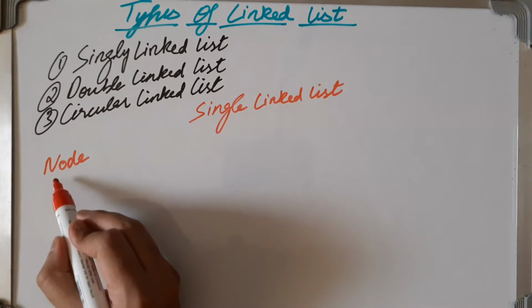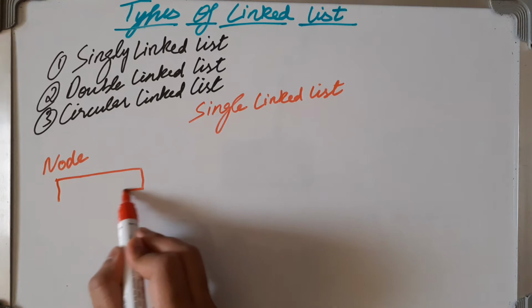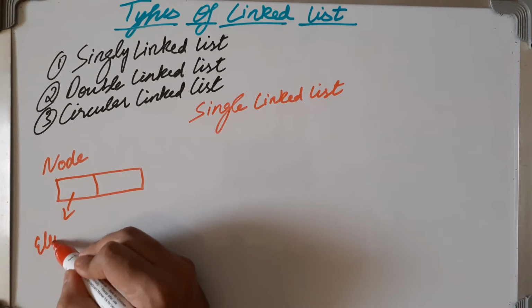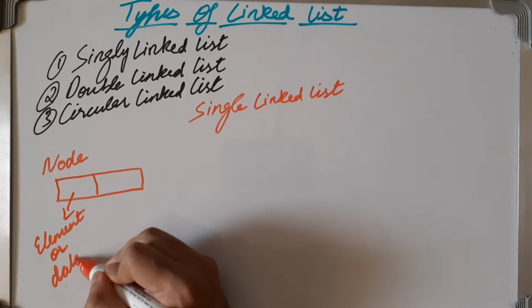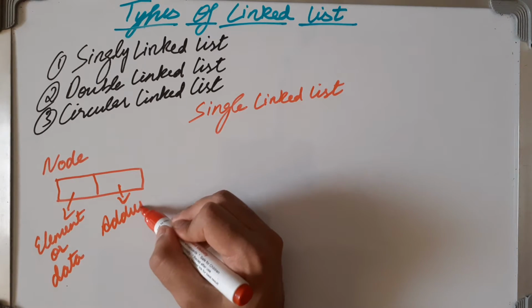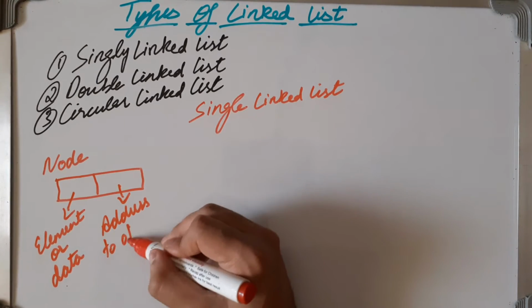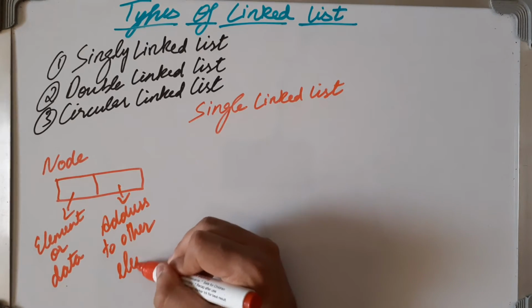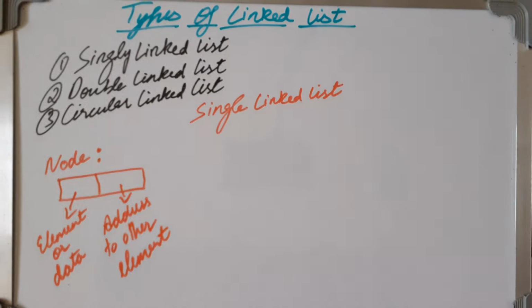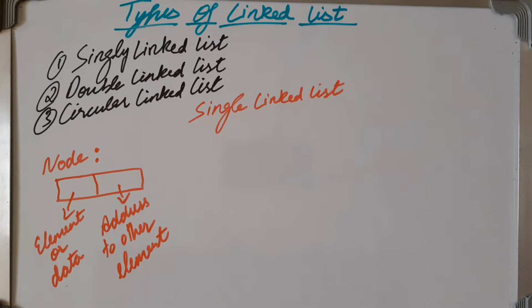Okay guys, as you all know about node, what is node? Node has two columns in single linked list. One is for the element or data, and the second one is the address to the other element. You all know this is for a single linked list. Each node that makes a single linked list has a value and a reference to the next node.